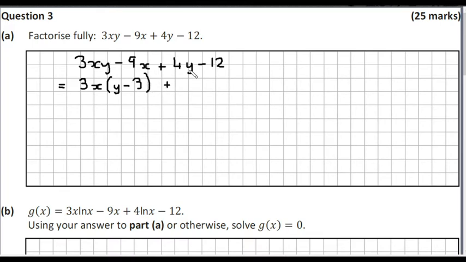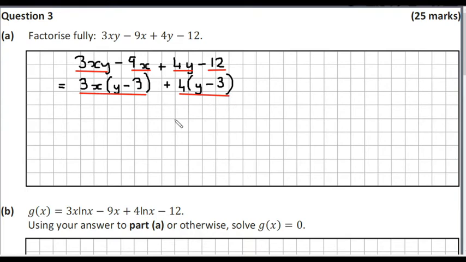Plus, and then 4 will divide into both of these terms, so let's take out 4. If I take 4 out of the first term, I'm left with y. Out of the second term, I'm left with minus 3. So what we've now done is we've turned what was 4 terms into 2 terms, that term plus that term.